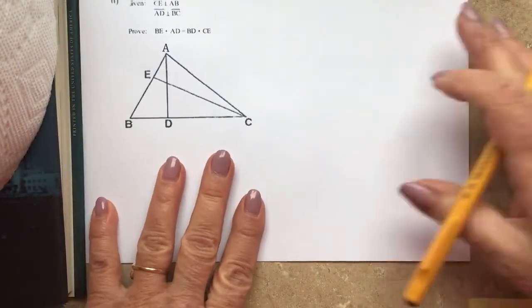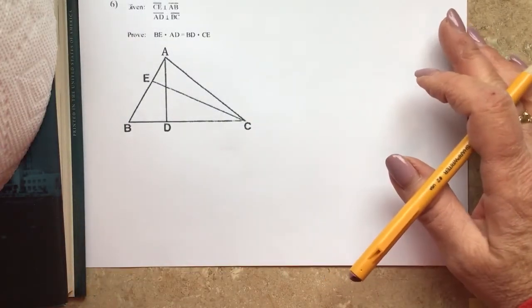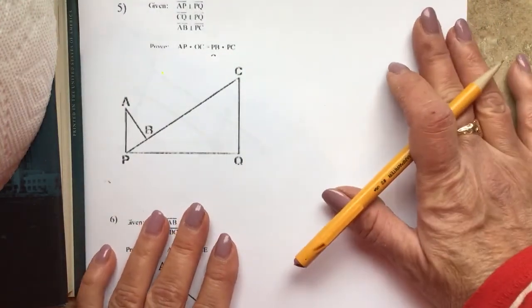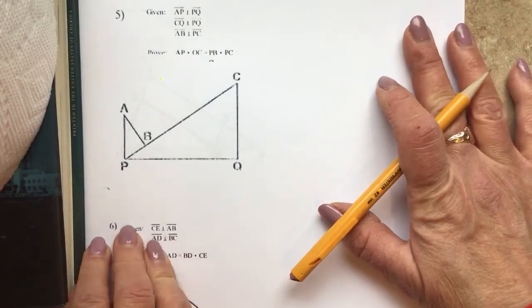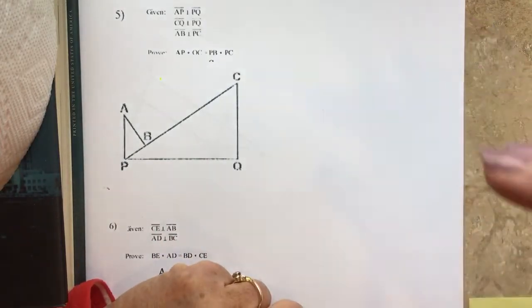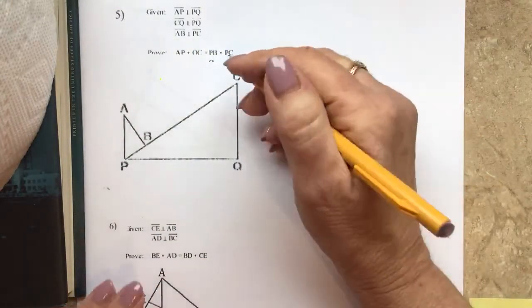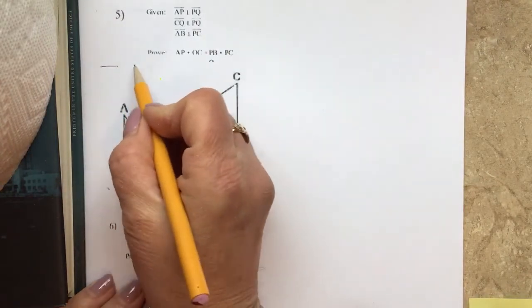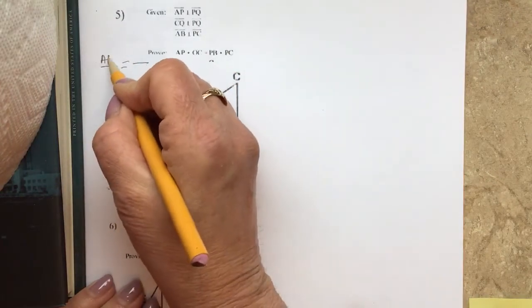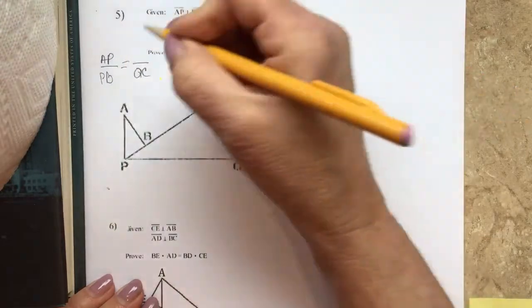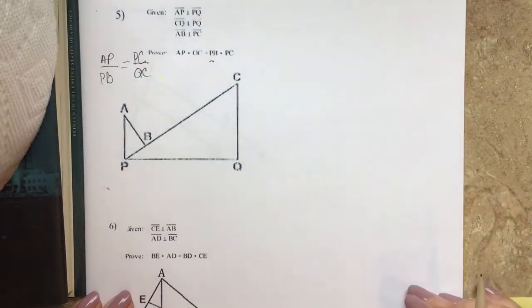All right, let's try this one now. This one looks like it's not going to be too bad because I really only have 2 triangles. The proportion is going to be AP, QC, PB, PC. Notice I skipped number 4. Number 4 is pretty hard, so I'm going to leave that one for last.